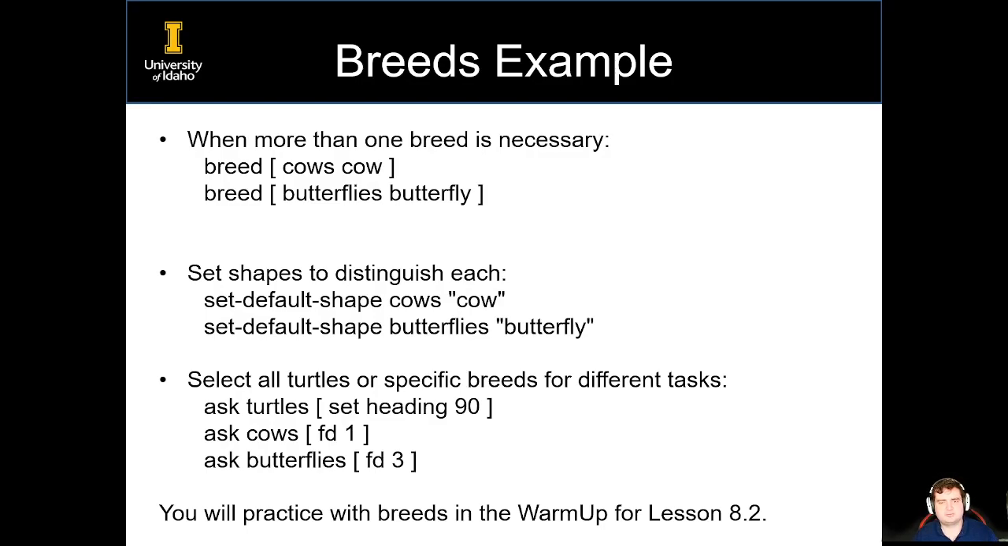So if we want to have different types of breeds, we can do cows and cow, which is like a cow. So we have that plural form, and then we have the singular form. And then we can do breeds of butterflies and butterfly. And so that's going to make the butterflies breed. And then what we can do is we can distinguish each shape by providing them their own default shape. And then we can have certain turtles do different things. So let's go ahead and make that happen.